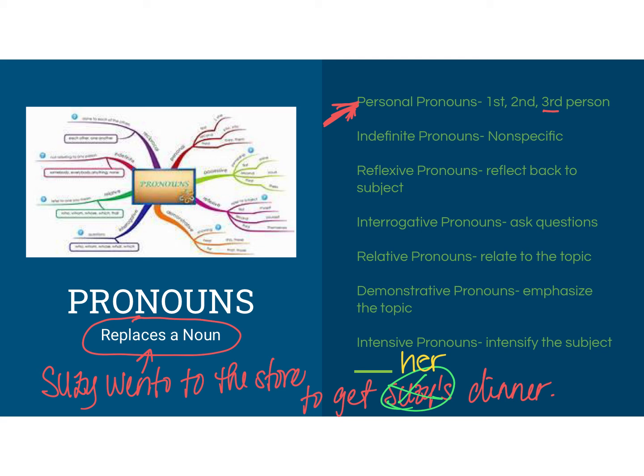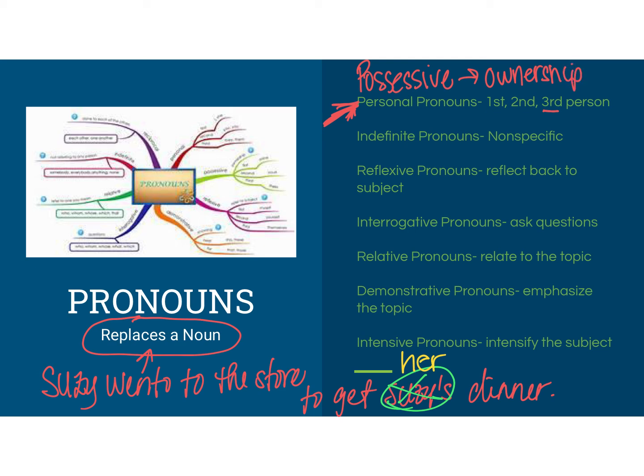Those are personal pronouns. Indefinite pronouns are not specific. Reflexive pronouns just reflect back to a subject. Interrogative pronouns are ones that ask questions. Relative pronouns relate to a topic. Demonstrative pronouns emphasize a topic, and then intensive pronouns intensify something. And I left one off, which is possessive pronouns. Sorry about that. Possessive pronouns show ownership, like that is their dog.